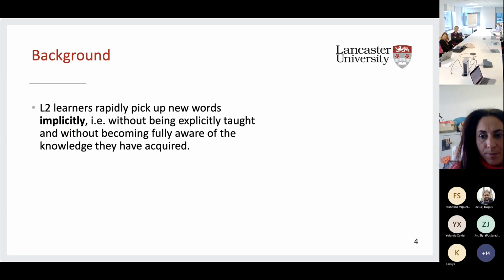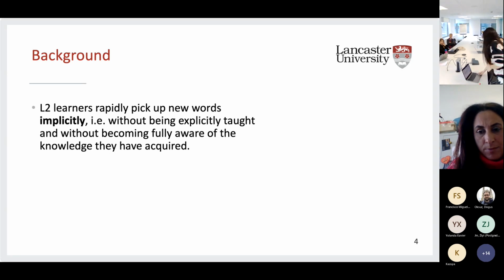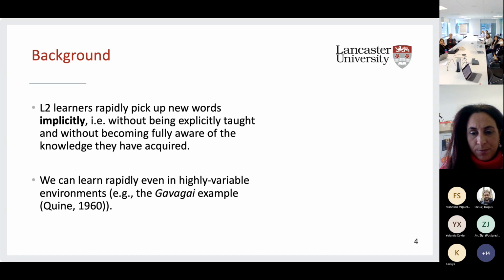As you know, second language learners can rapidly pick up novel words from the environment, and most of the time they are not explicitly being taught. Most of the time they are not fully aware of the knowledge they acquired. So it's kind of an implicit learning process. This is amazing because we have a highly variable environment.